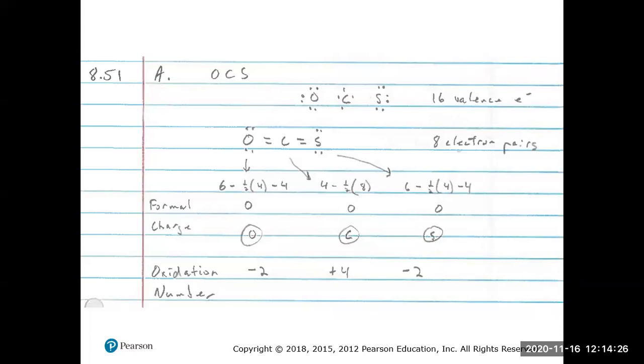Oxidation numbers, we can figure that out from the periodic table. We know from the past that oxygen likes to be -2 for an oxidation number. Same with sulfur. If those two are -2 and our molecule is neutrally charged, then that tells us that our carbon needs to be +4.